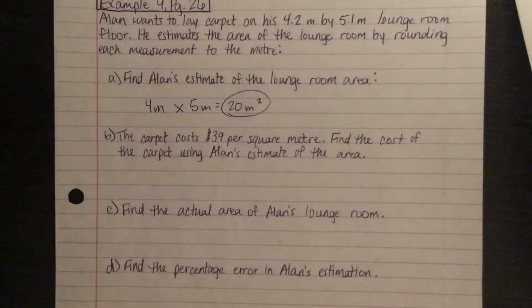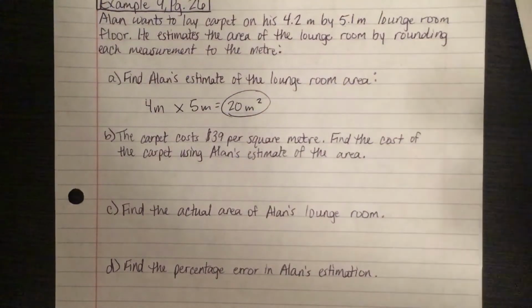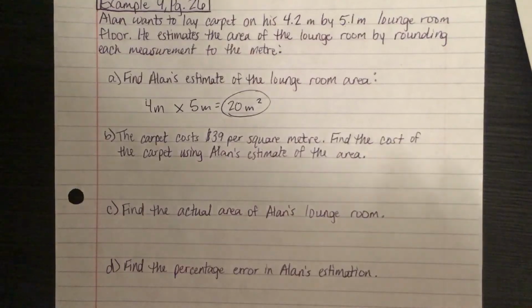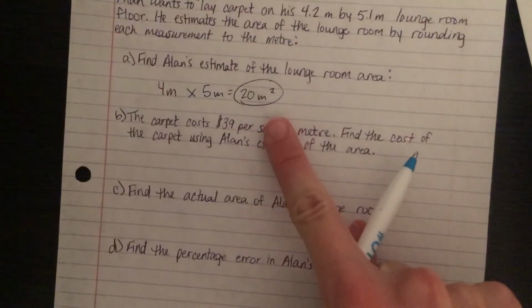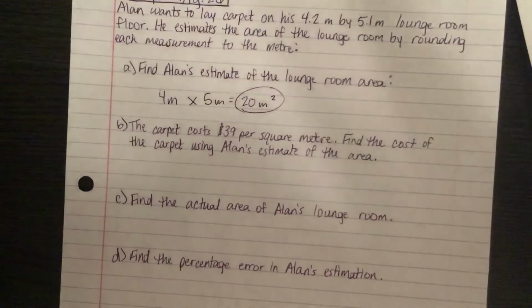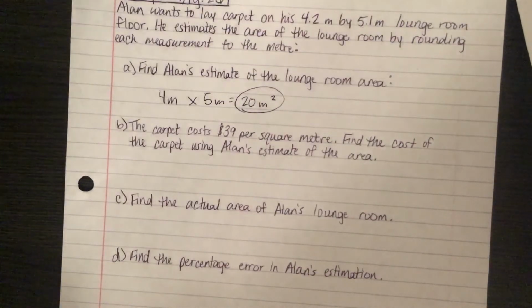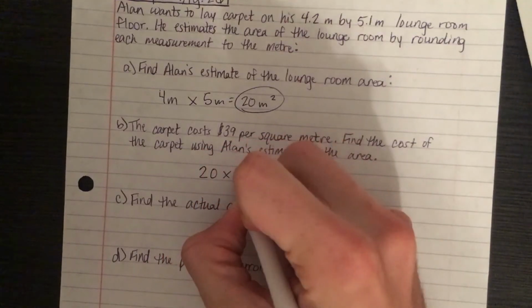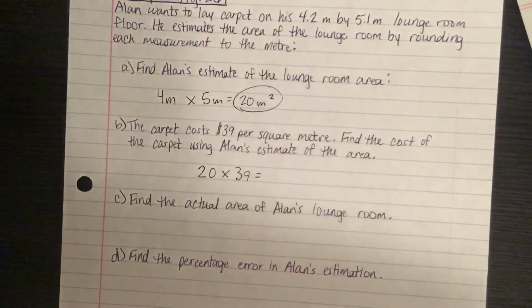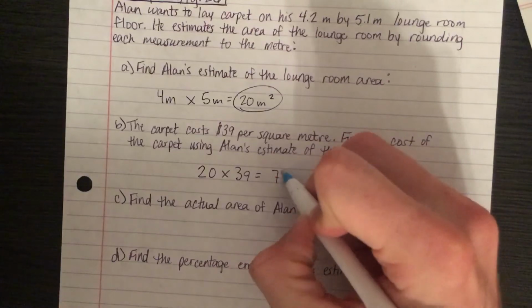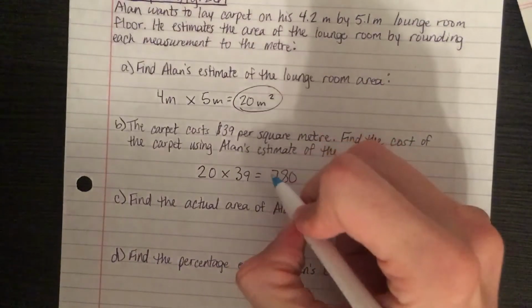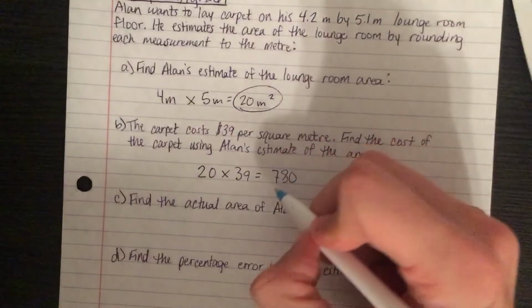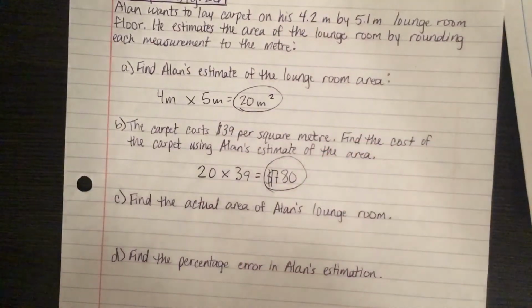So then the carpet here costs $39 per meter squared, per square meter. And we want to find the cost of this carpet using his estimate. So if it was 20 meters squared, think to yourselves, how would I calculate that if it's 39 per square meter? All that we would have to do is say 20 times 39. And let's see, that's going to be 20 less than 20 times 40. So that's going to be 780. Or you could have just done 39 times 2. That would have been easier. So this is going to be $780.